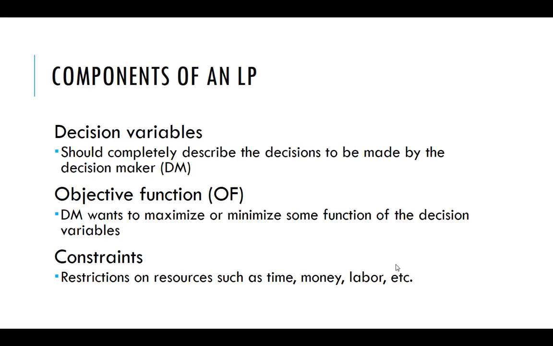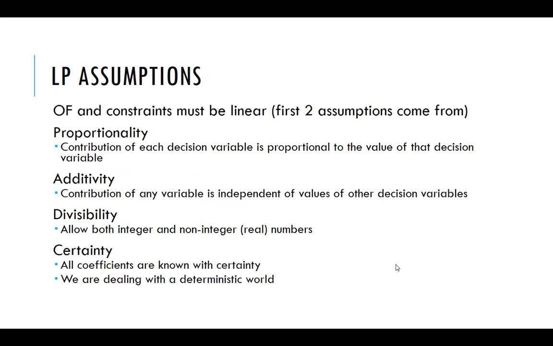The objective function then is a maximization or minimization of a linear function of some of those decision variables. It might be all of them, it might be some of them. Sometimes it's none of them, when there are auxiliary variables, but in our case that's very rare. And then there are constraints. These are the restrictions on our resources such as time, money, labor, etc. And those again have to be linear.